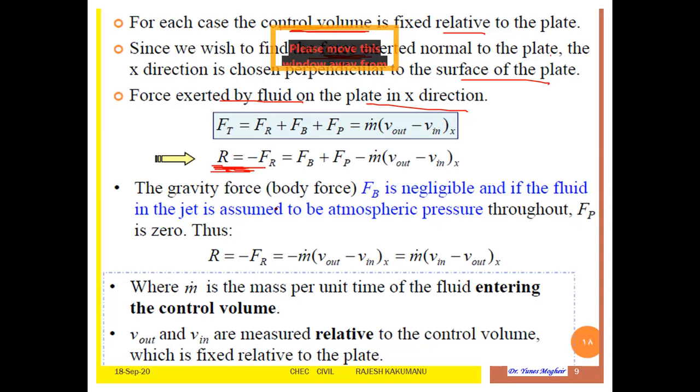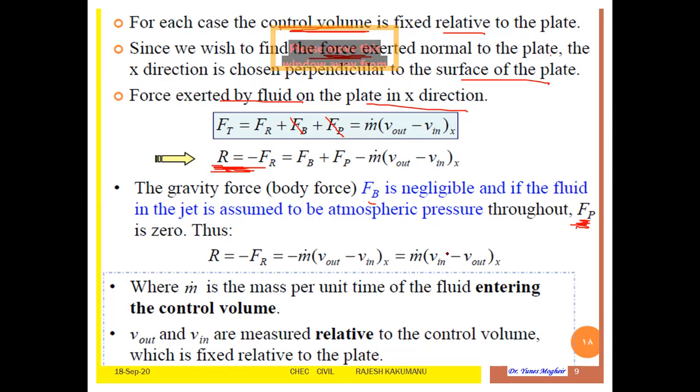So the gravity force, the body force Fb, is negligible, and the fluid in the jet is assumed to be at atmospheric pressure throughout, so the pressure force Fp is taken as 0. Therefore, how to write the resultant? R is equal to Fp, taken as 0, plus Fb, negligible, therefore R is equal to minus Fr, that is equal to m of (V out minus V in), that is equal to m of V in.